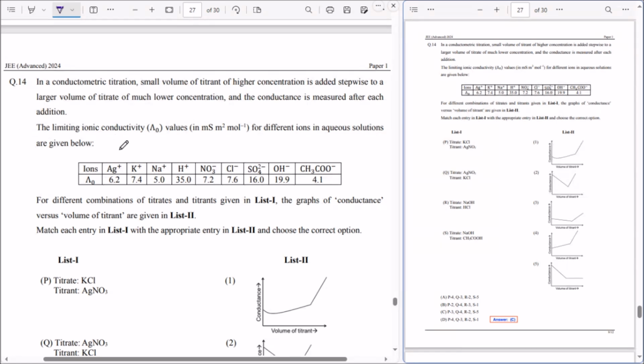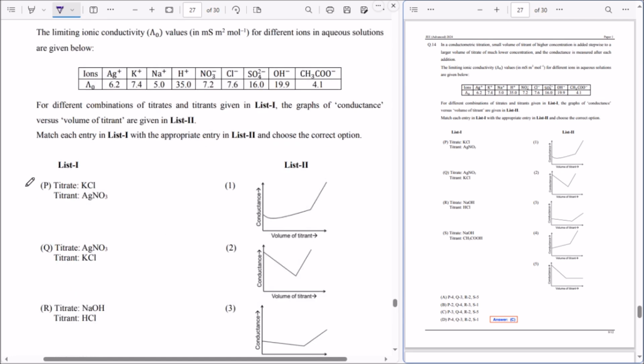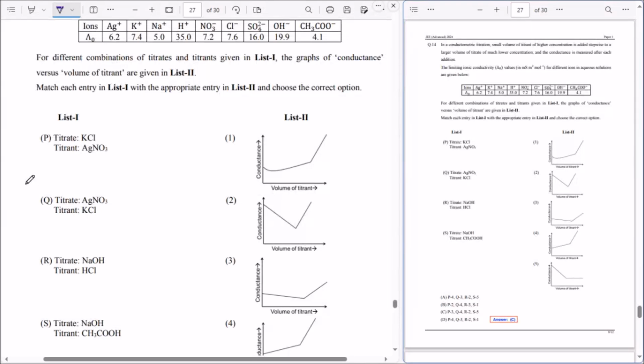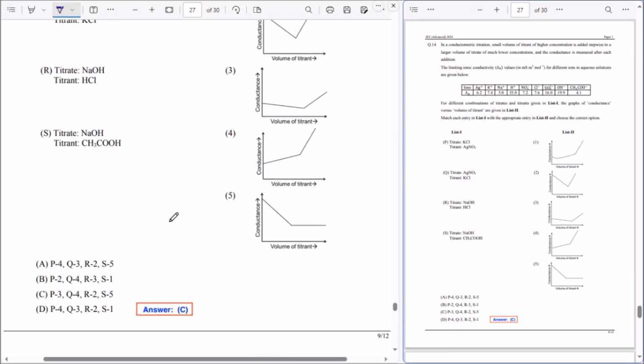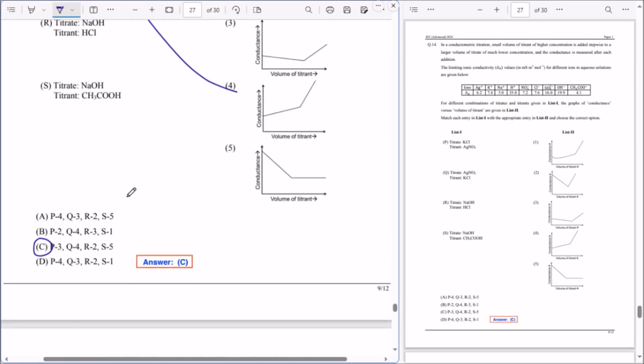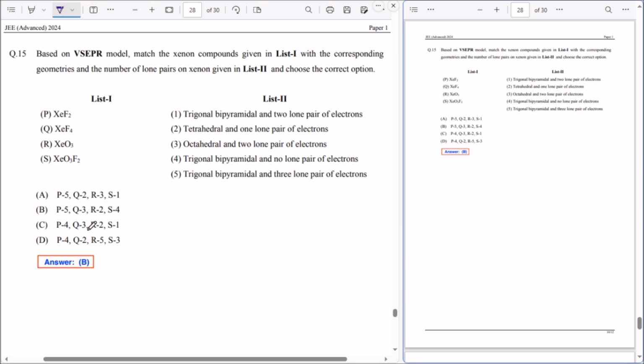The limiting ionic conductivity values for different ions in aqueous solutions are given below. For different combinations of titrates and titrants given in list 1, the graphs of conductance versus volume of titrant are given in list 2. Match each entry in list 1 with the appropriate entry in list 2 and choose the correct option. Option C, that is P3, Q4, R2, S5.